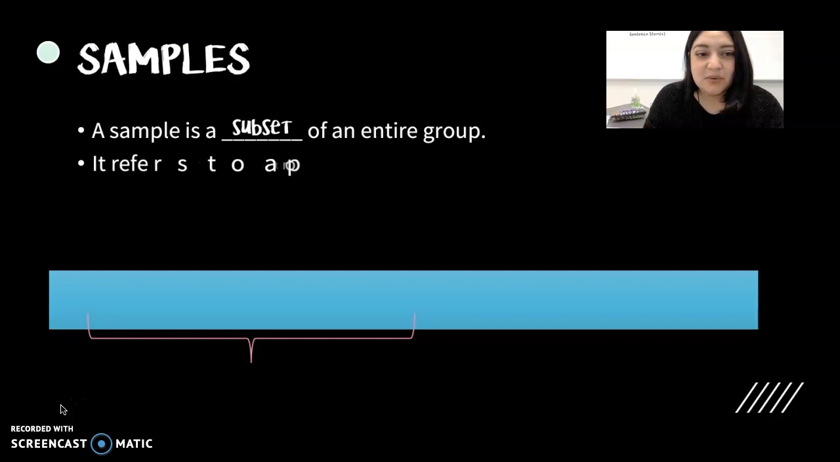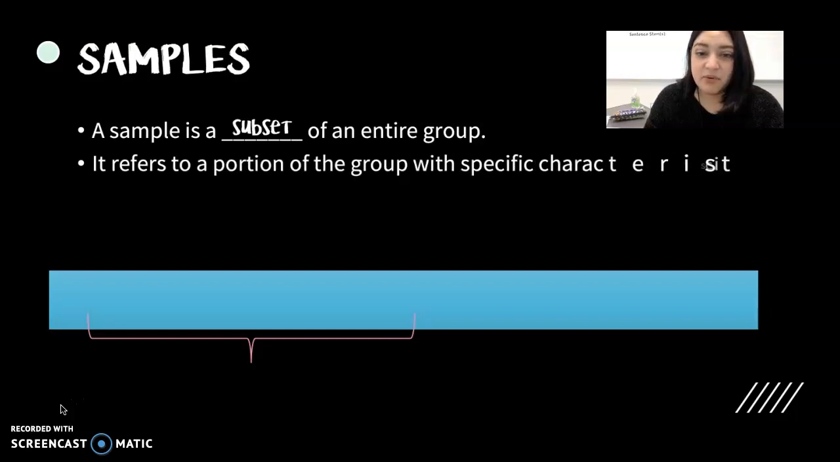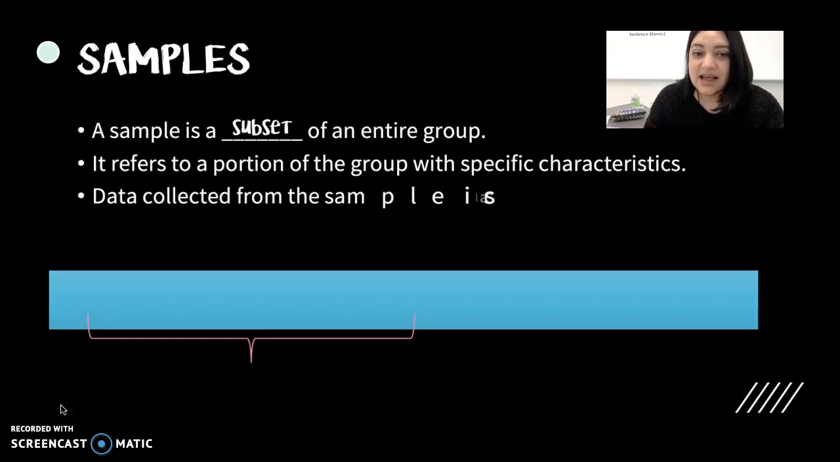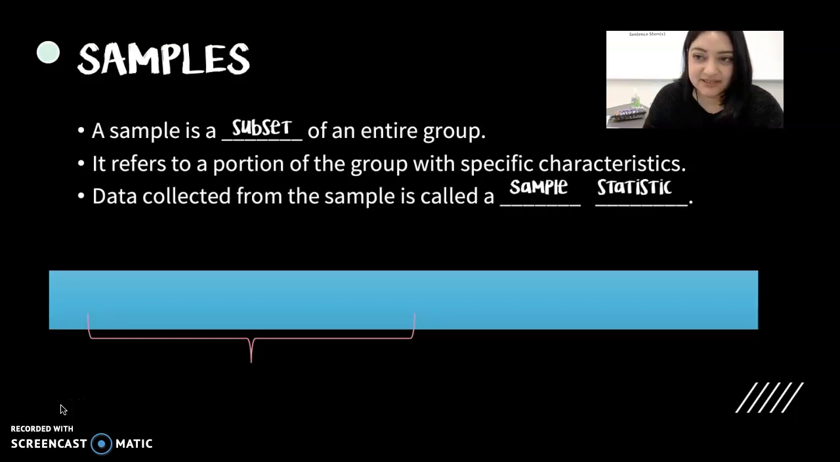So we are talking about a portion of the group that have specific characteristics. And when we collect data from this sample, it's called a sample statistic. So that would be when we apply the math to it. Like, okay, I have 7 students and 4 are AVL.